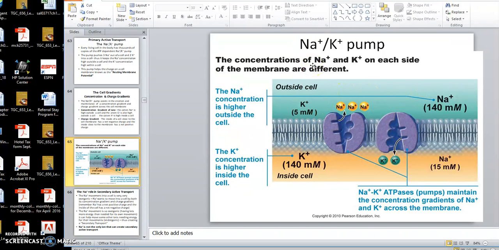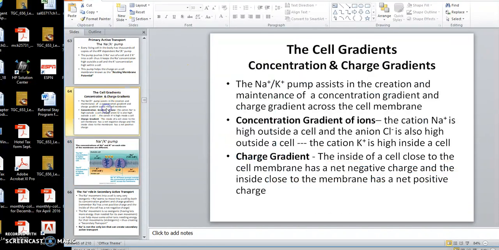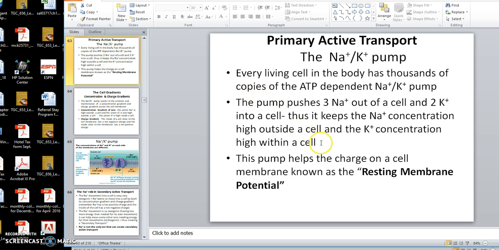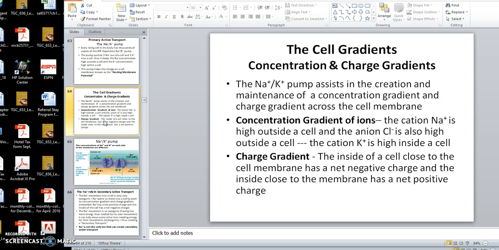What would happen is that over a period of time, sodium would leak into cells and potassium would leak out. Now, if that occurs, then that will mess up something called our resting membrane potential. Now, here's something of importance in all cells, and particularly nerve and muscle. The resting membrane potential is a charge on the cell membrane. So I'm going to come here. I want you to read on this.